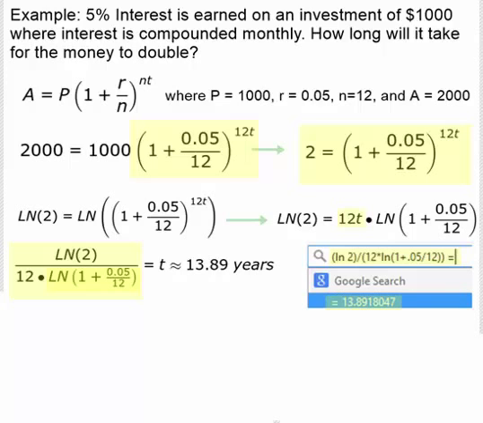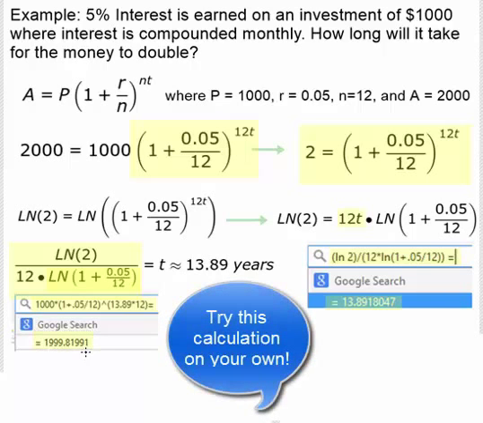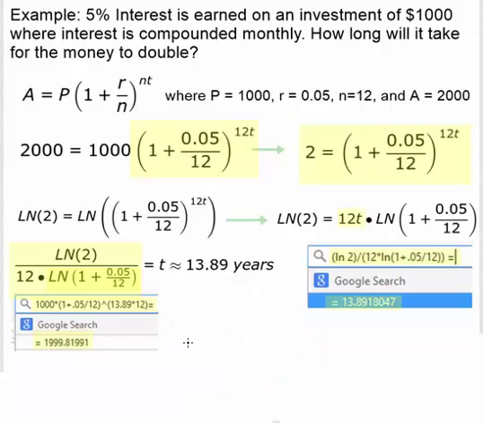And just to check, is this really giving me the right answer? I plug in 1,000 for P, and I have 1,000 times (1 plus 0.05 divided by 12) raised to the 13.89 times 12 power. You notice I have all the correct parentheses, and I get a result of $1,999.82 if you round it, which is telling me I did get the right answer. There's a little variation because I rounded off my answer.